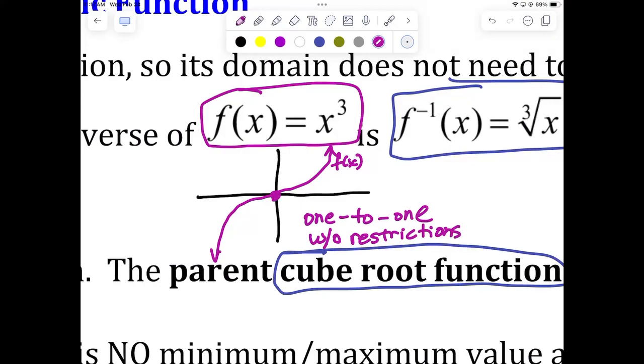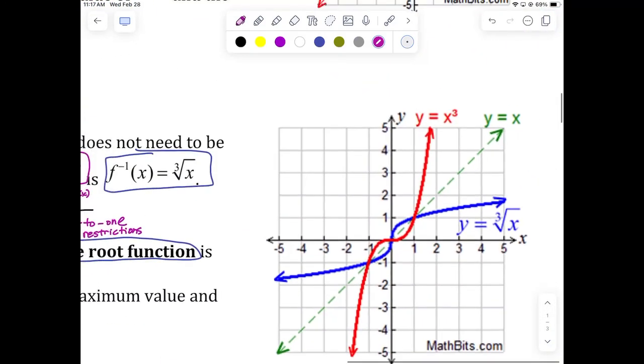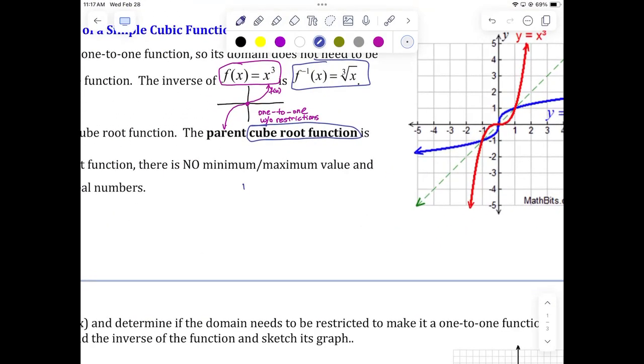Now, what is it going to look like? To show that, I'll come over here to this graph. The red graph is x cubed, and if we reflect the red graph magically across the line y equals x, turn your head at a 45, and then fold it along that line, does the blue graph coincide with the red graph? It sure does. Now, let's graph it by itself. I'm going to look at y equals the cube root of x. Here's what it looks like. This is going to be a new parent function.